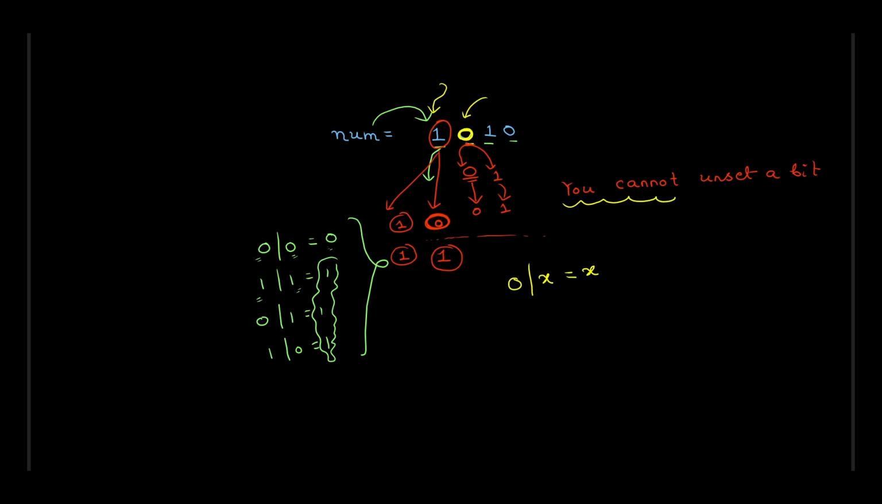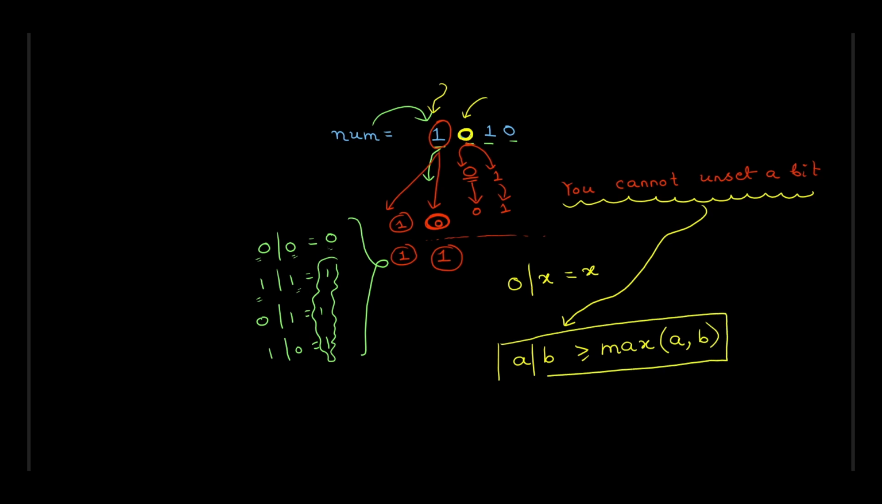Okay, so if you cannot unset any bit, then you already have one more observation regarding bitwise OR, that is the bitwise OR of A and B will always be greater than or equal to max of A comma B. So even though we might not use this fact in this problem, I'm still stating this observation so that you learn more about the bitwise manipulation technique. And why is this statement true?